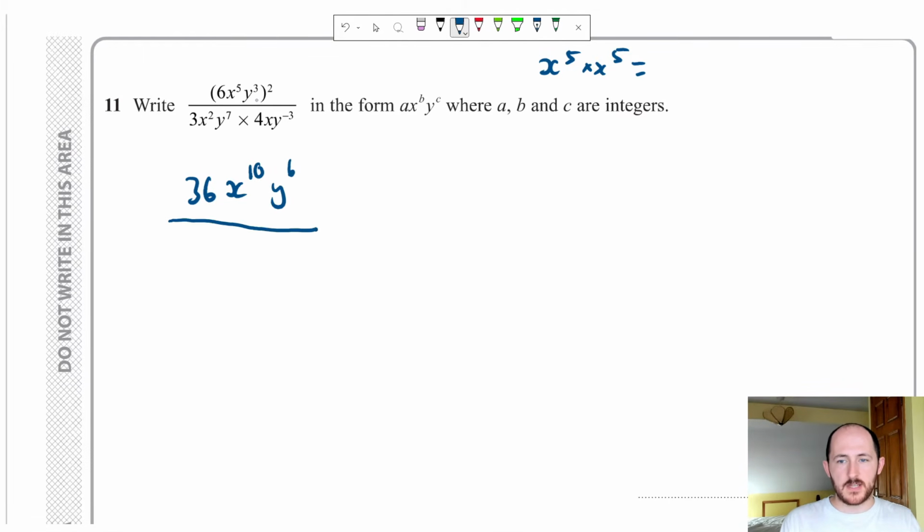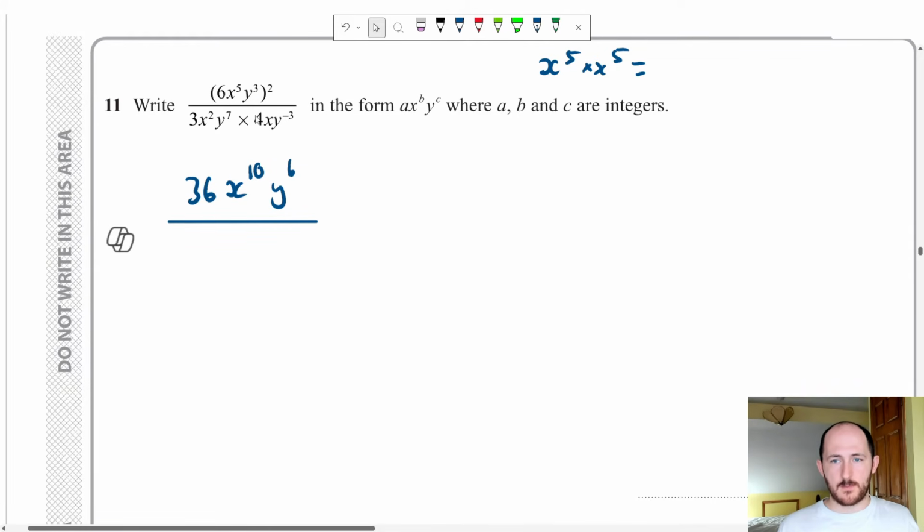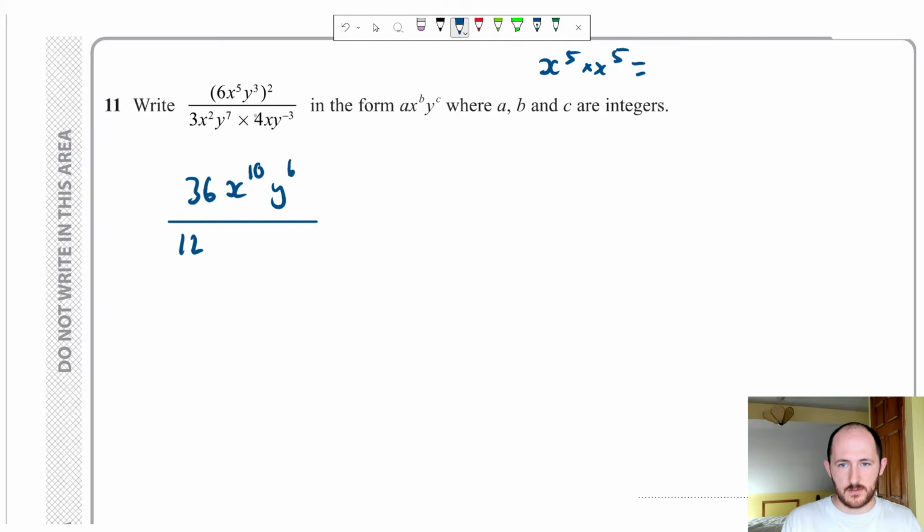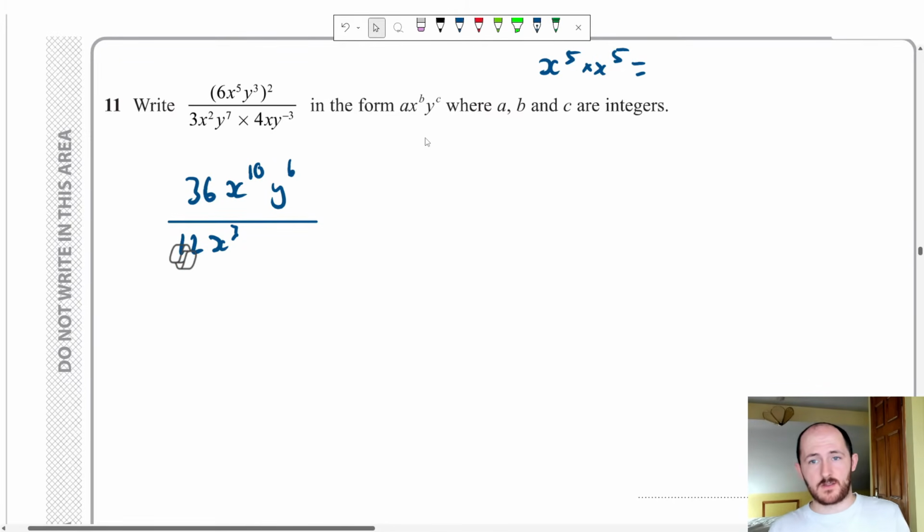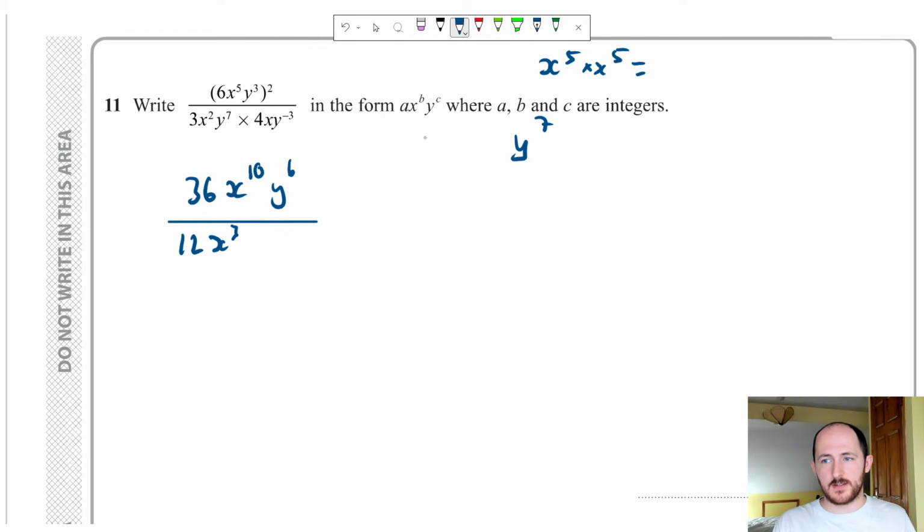Now we're going to do the denominator. So again, do it step by step. What's 3 times 4? 12. What's x squared times x? Again, add the powers, so that'd be x cubed. Y to the 7 times y to the minus 3. Again, people think that the rule changes, right? They try and write y to the 10. No. Add the powers. We get y to the 7 plus minus 3. So we get y to the 4. That's 1 mark.